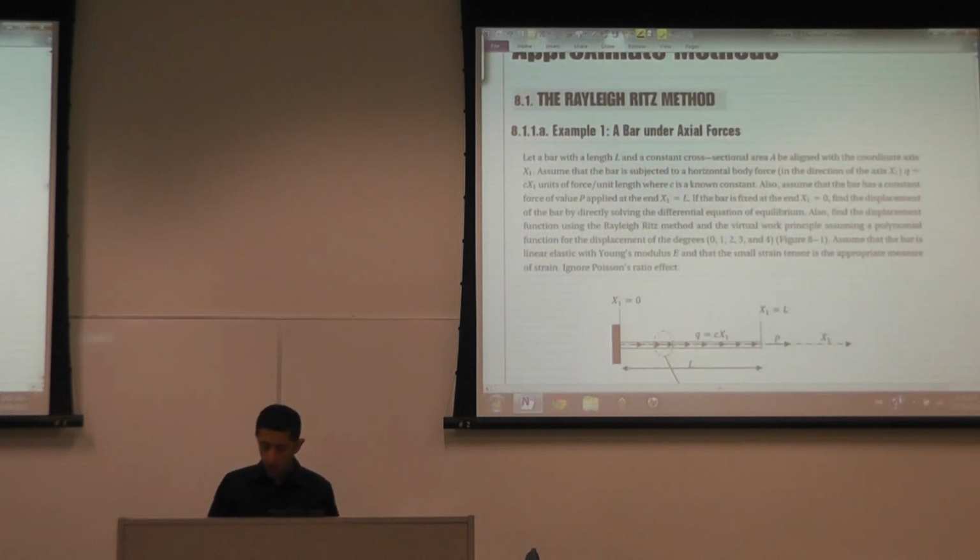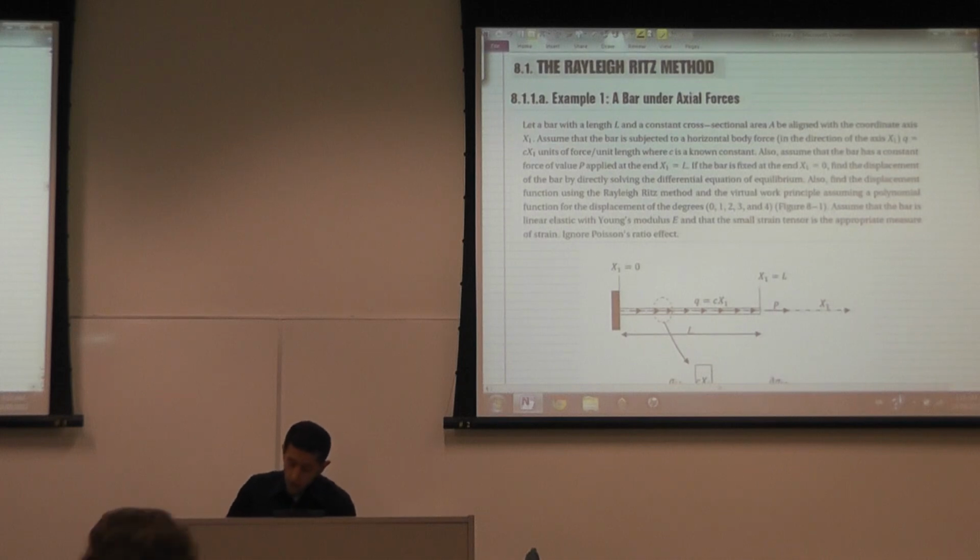So let's solve a Rayleigh-Ritz method example. We have a bar of length L, constant cross-section area, has a distributed load c x1. The bar has a constant force of value P applied at this end. It's fixed right here.